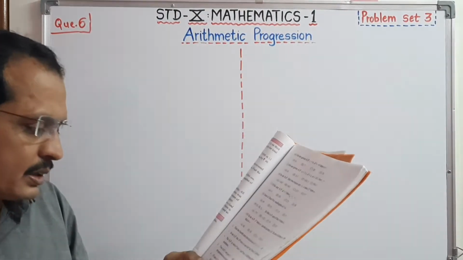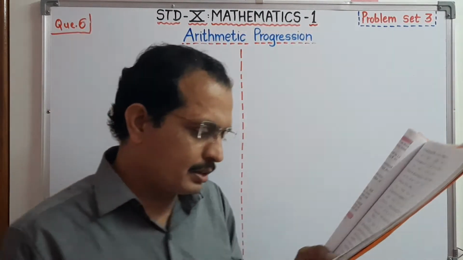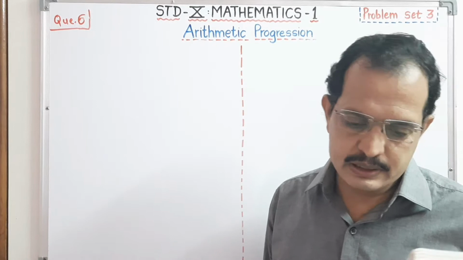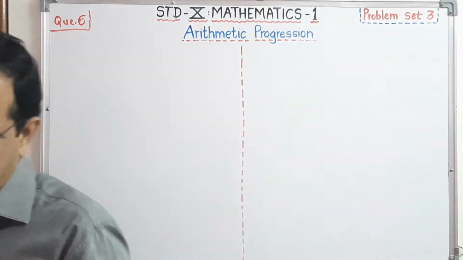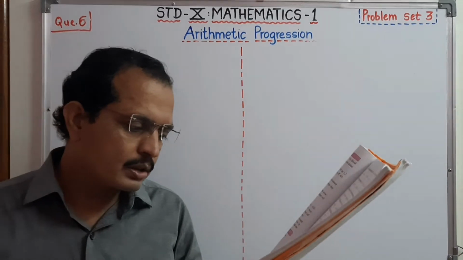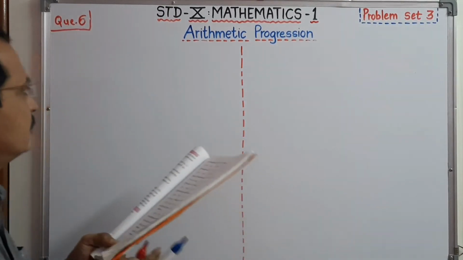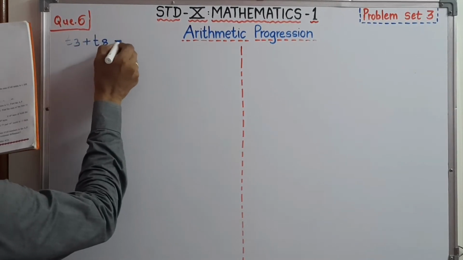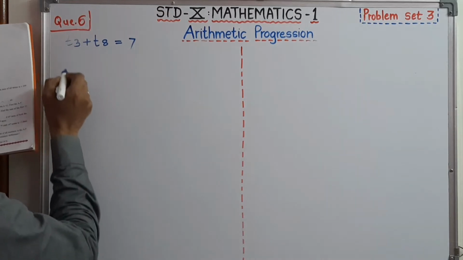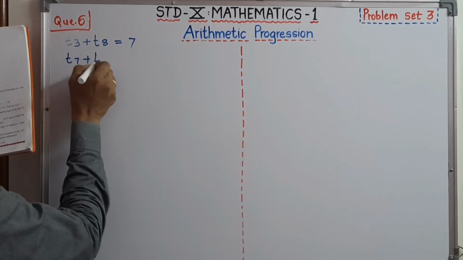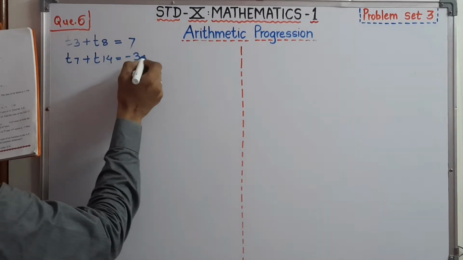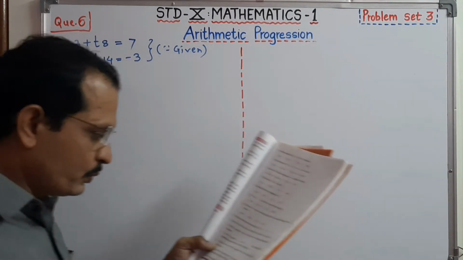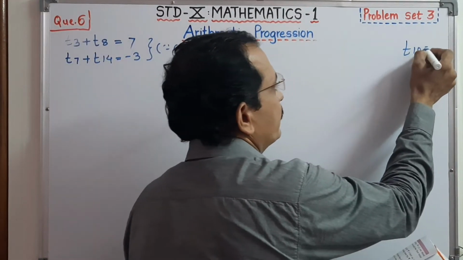Sixth question. The sum of the third and the eighth term of an AP is 7, and the sum of the 7th and 14th term is -3. Then find the 10th term. See dear student, the sum of third and eighth term, that is T3 plus T8 is equal to 7, and T7 plus T14 is equal to -3. This is given. And what we have to find out? We have to find out T10.